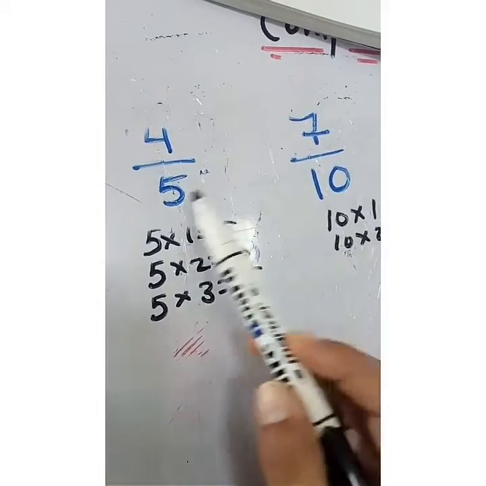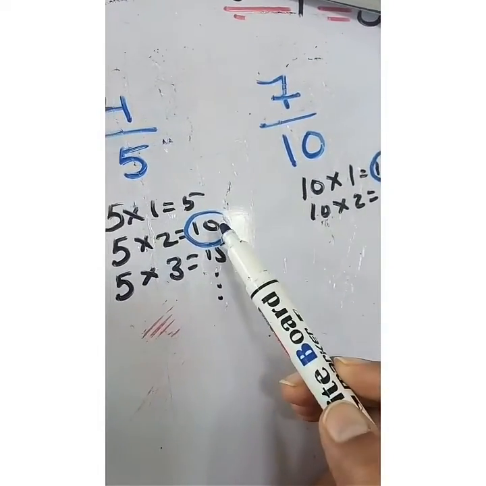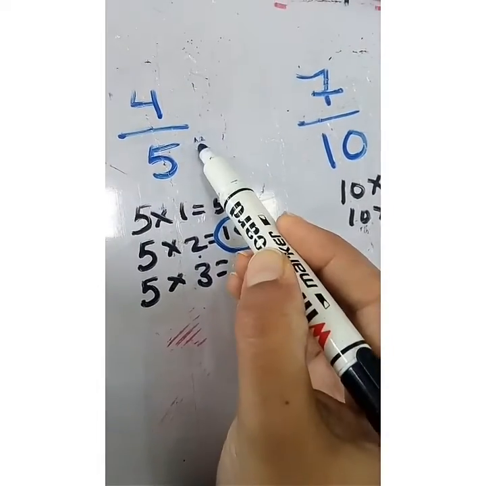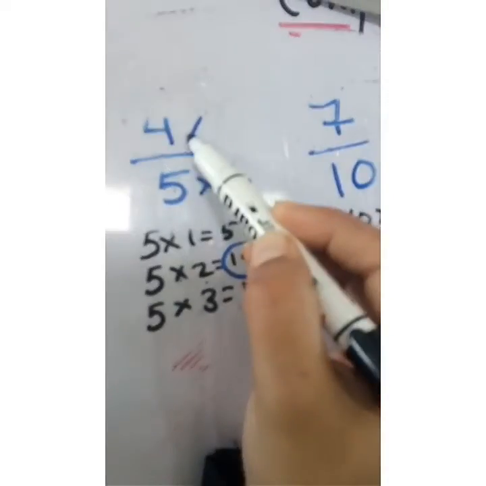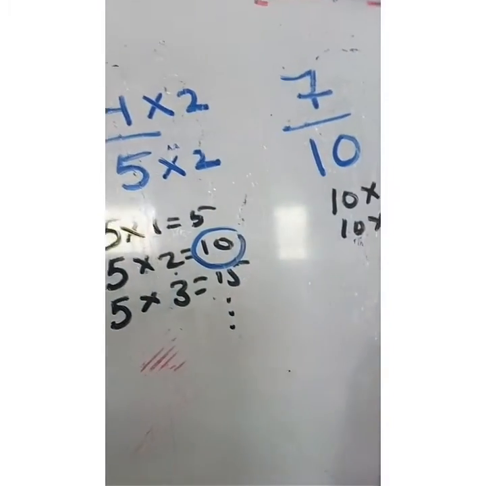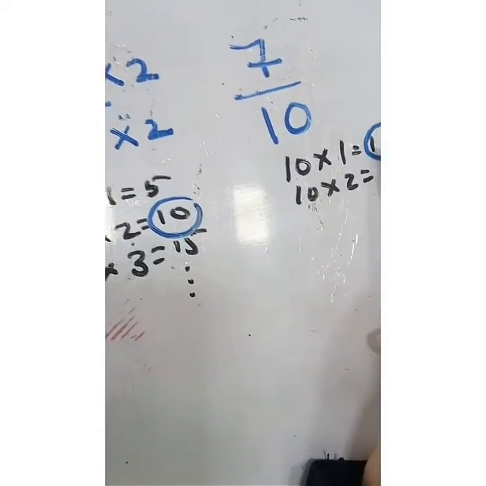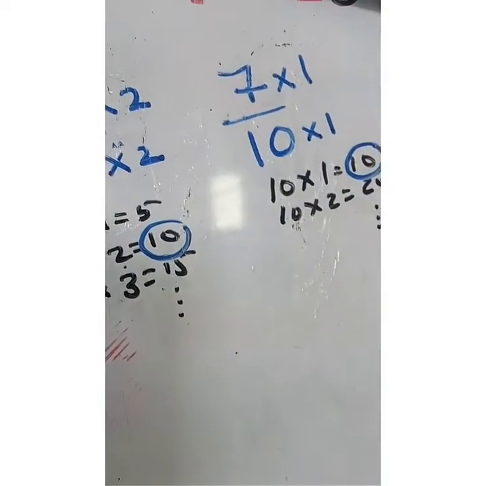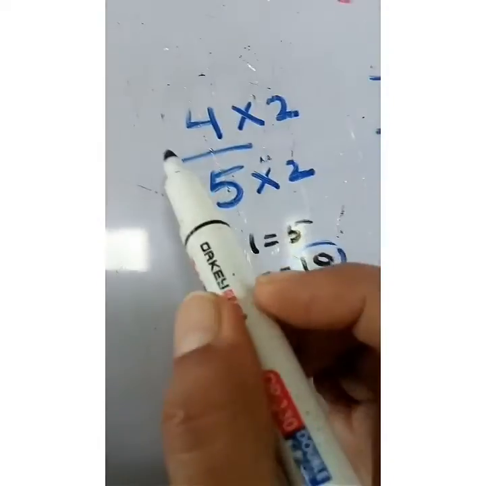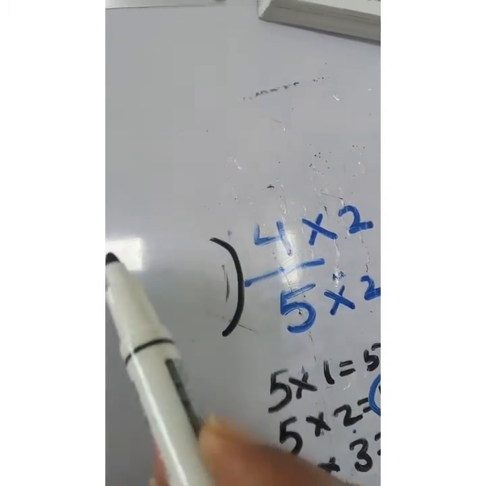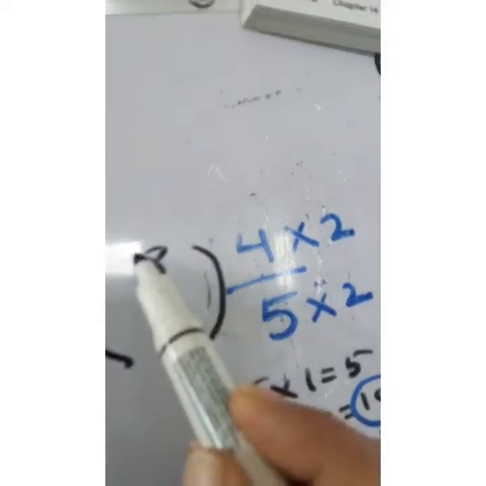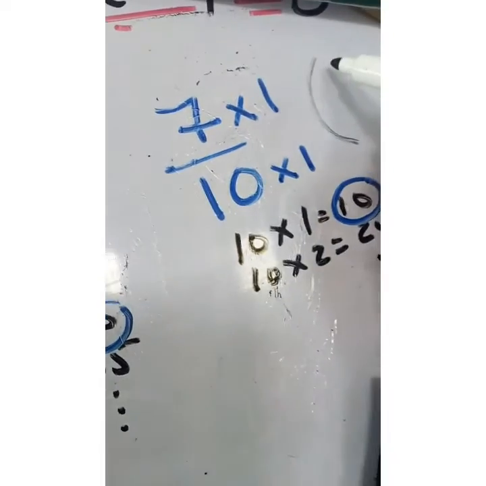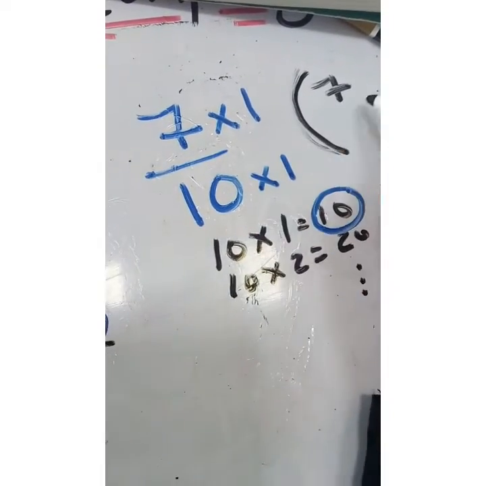So we are going to change the denominators to be 10. What did we do with the 5 to make it 10? We multiplied it by 2. So we do times 2, and the same thing with the numerator, times 2. What did we do with the 10 to make it 10? We times 1, so we do 10 times 1 and 7 times 1. Now, 4 times 2 is 8, 5 times 2 is 10, 7 times 1 is 7, and 10 times 1 is 10.